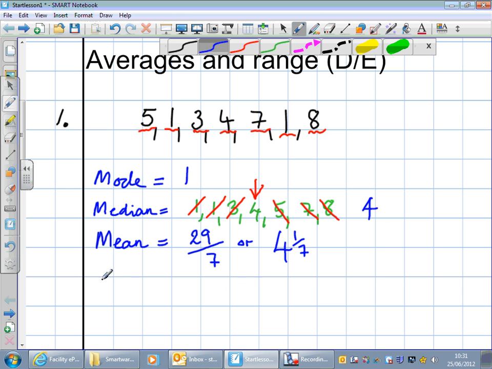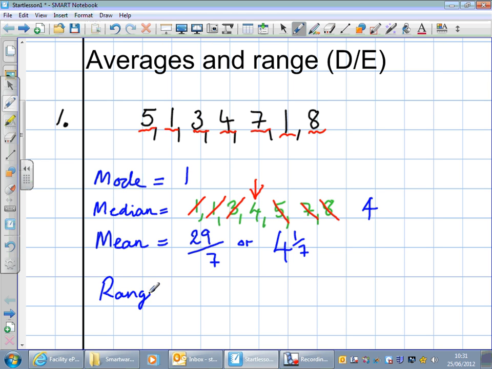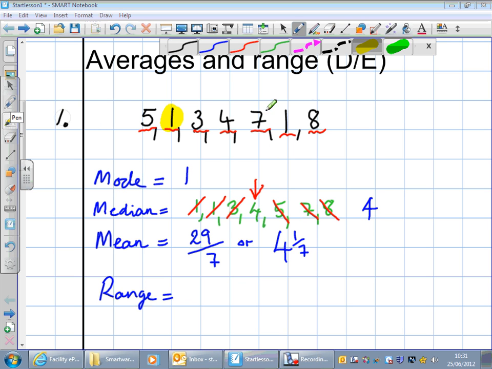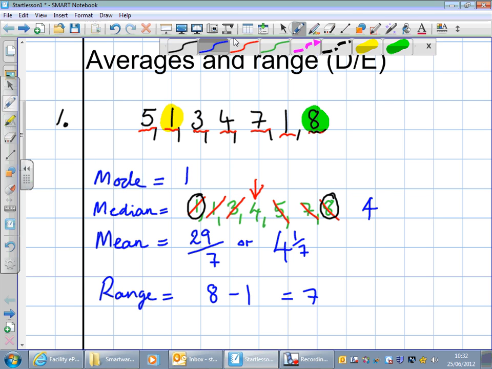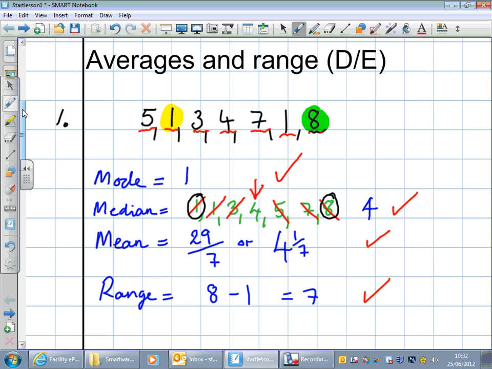Okay, now we're going to find the range. To find the range, we subtract the smallest bit of data from the largest bit of data. In technical terms, we find the difference between the largest and the smallest, and it's 7. The largest is the last bit of data when we put them in order. The smallest is the first. Now, if you'd already worked those out whilst I explained it, then well done. Grab yourself a pen, give yourself a tick. Let's look at 2 more examples.